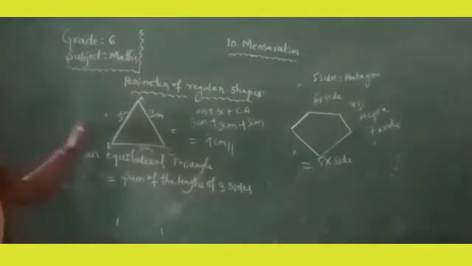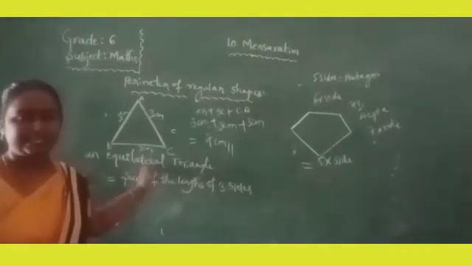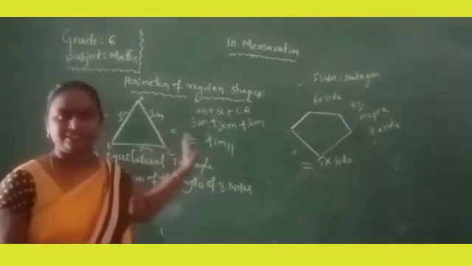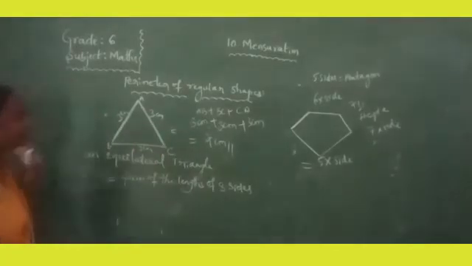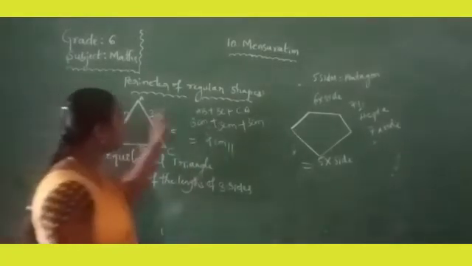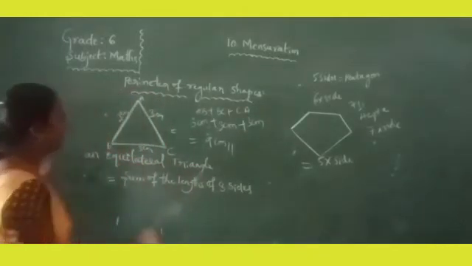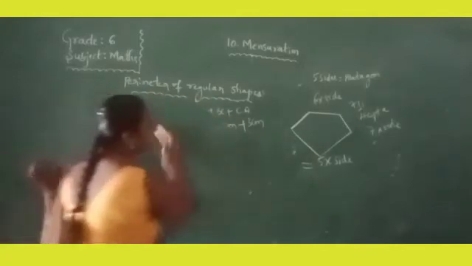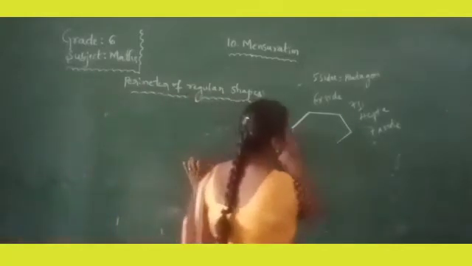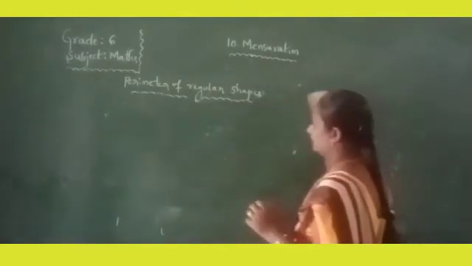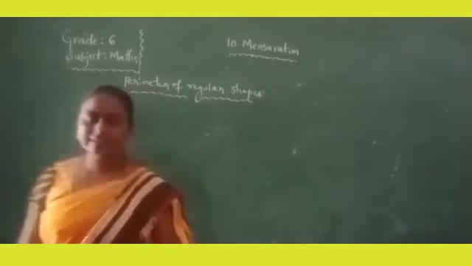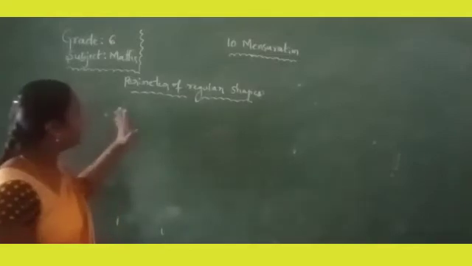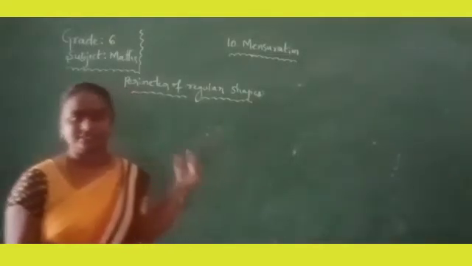Now the triangle, rectangle, equilateral triangle, square and pentagon: these are all regular shapes, made up of line segments. And remember once again, the perimeter of an equilateral triangle is 3 into side, or the sum of the lengths of 3 sides. The perimeter of a pentagon means 5 into side. Okay, children? Is it clear? So today we learned about the perimeter of regular shapes.